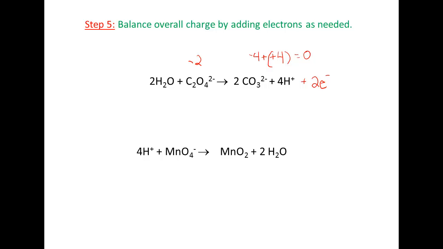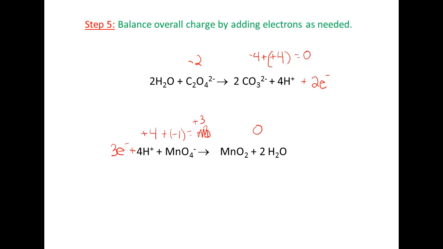Let's look at the bottom. We have 4 H pluses, so that's +4 charge, and a permanganate, which is a -1 charge. That gives us an overall charge of +3. Sorry about that. It's a +3. And this side is neutral. So we need to add 3 electrons to this side in order to make both sides neutral.